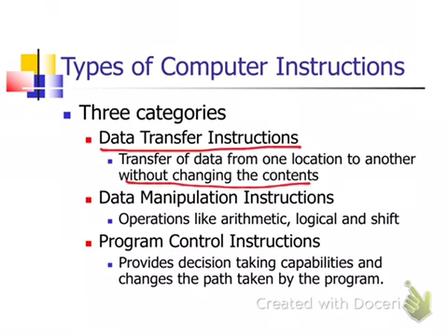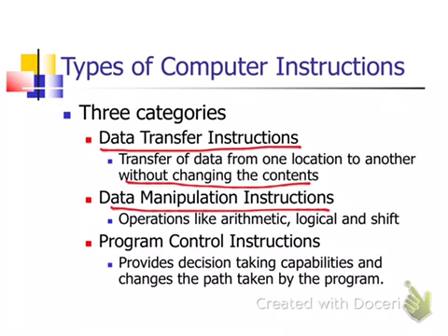The second category consists of data manipulation instructions. These are quite easy to understand. That is your operations. Wherever you're going to do some operation on the data, like addition, subtraction, multiplication, shifting, some logical operations, AND, OR, all these fall under your data manipulation instructions. Whenever you're going to do some manipulation, some changes to the data, then you have the data manipulation instruction.